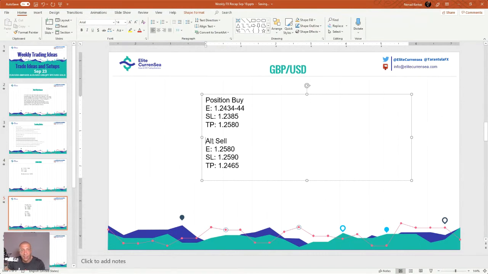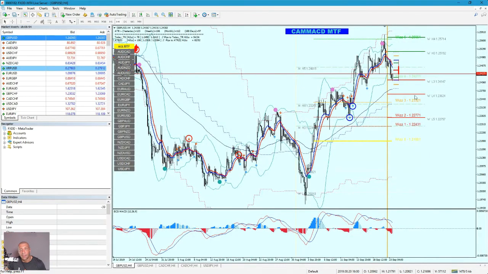Alternative sell, I don't have any sell because I'm long here and I'm already in a trade. I have already scaled in on 24.35, so you can see my trades are running. So I'm long on the GBP dollar.